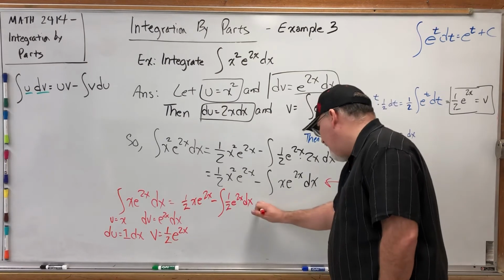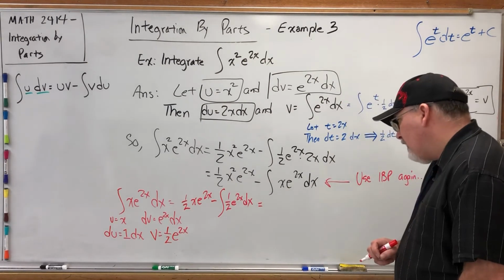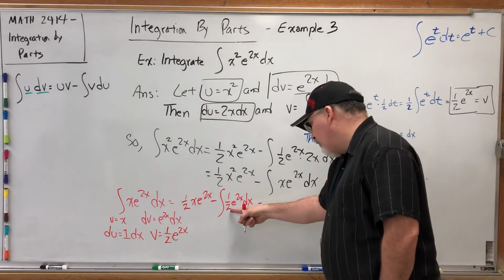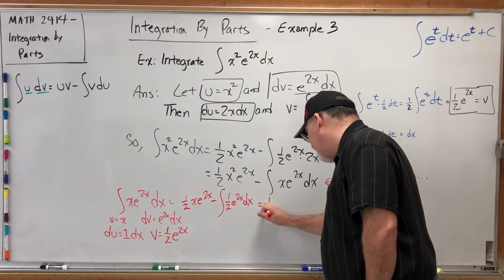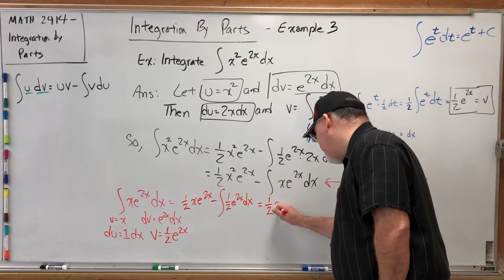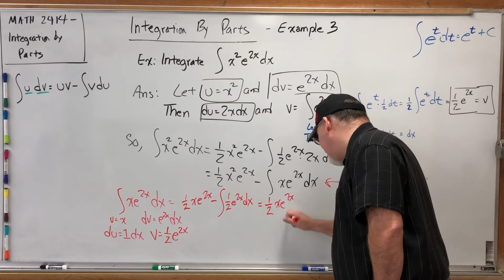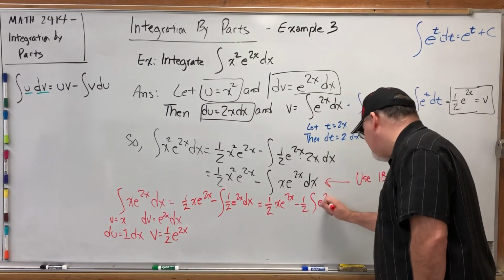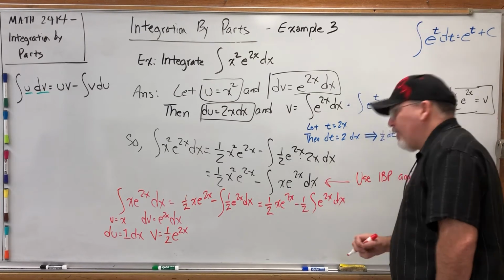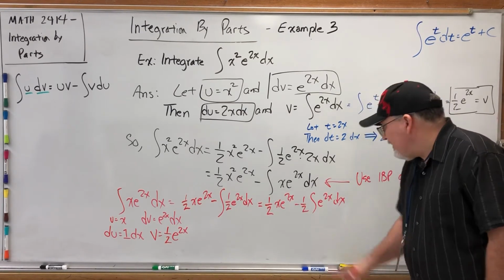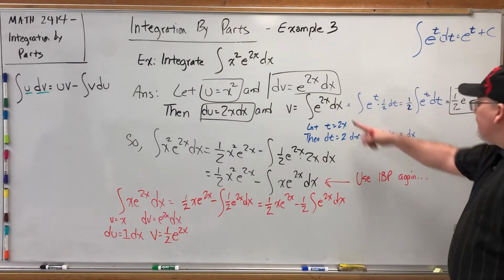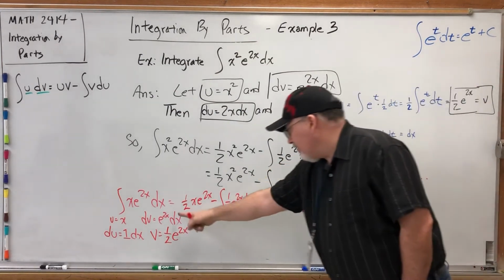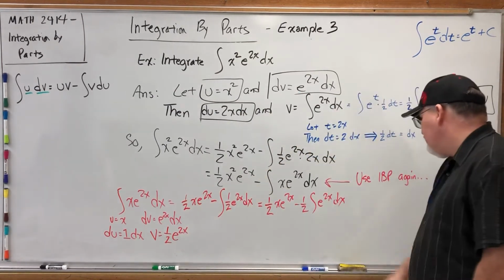It's getting a little crowded here, but I think I'm going to make it work. For this integral, the 1/2 is now a constant, we can pull it out. So we have this guy over here, 1/2 x e to the 2x minus 1/2 integral of e to the 2x dx. And for the third time in this problem, we need to integrate e to the 2x. We did it here, we did it here, finding v, and we're about to do it again, but we still know its results.